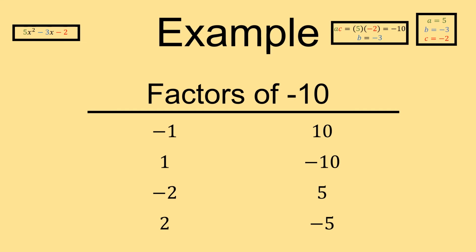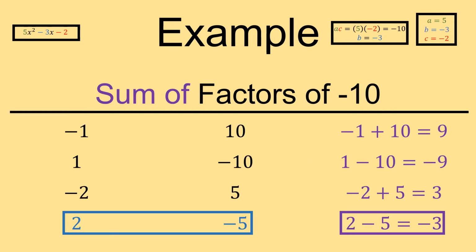Now we check the sum of each of the factors, and we see that positive 2 plus negative 5 is going to equal negative 3. Recall, negative 3 is our b value for this problem. And so we found our pair that adds up to be negative 3, while also multiplying together to equal negative 10.